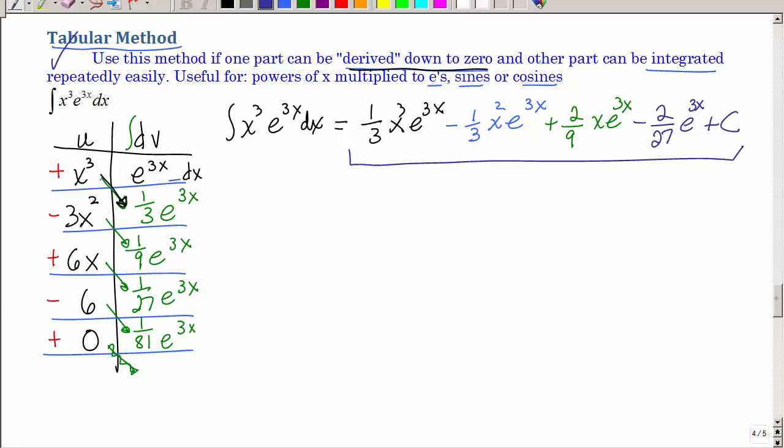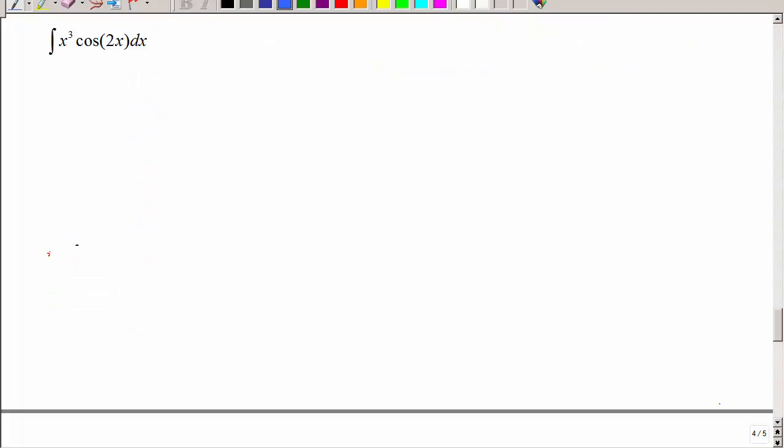So let's look at another problem. Okay, so first of all, I'm going to look and say, could I use the tabular method? Remember, it doesn't always work. Really good for powers of x multiplied by e's, sines, and cosines. So that's what I have. So again, I'm going to set up my table. So I have u and I have dv. So your u is going to be your algebraic expression. Your dv is going to be the other part.